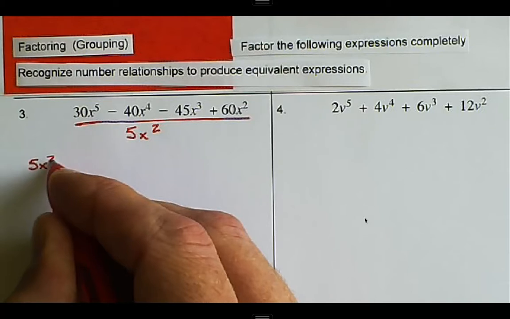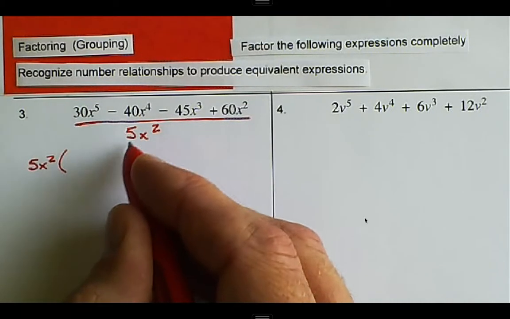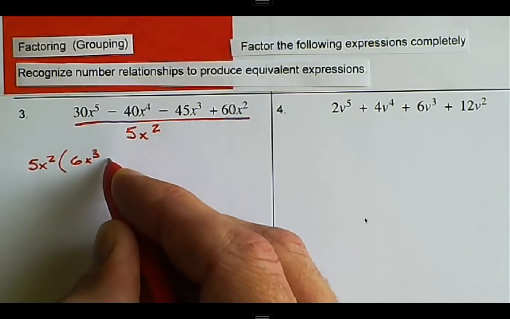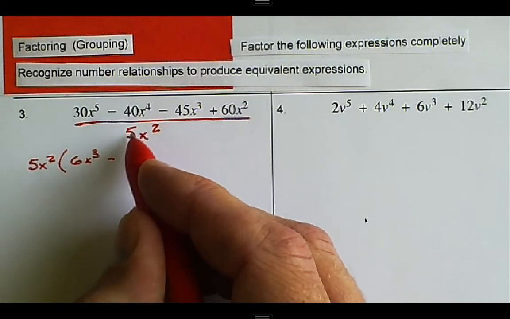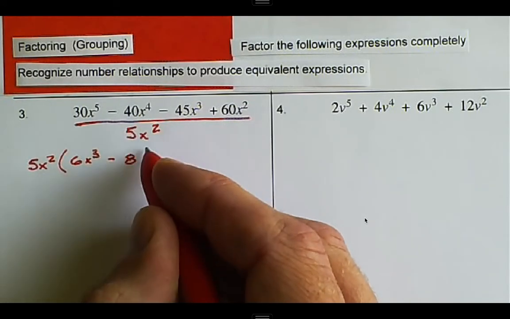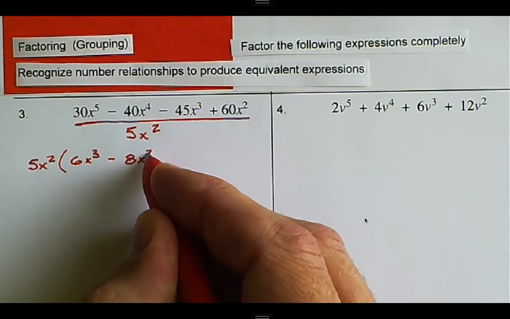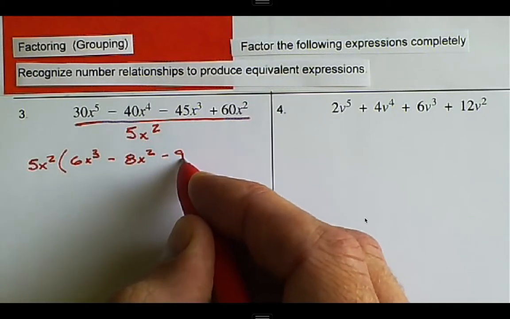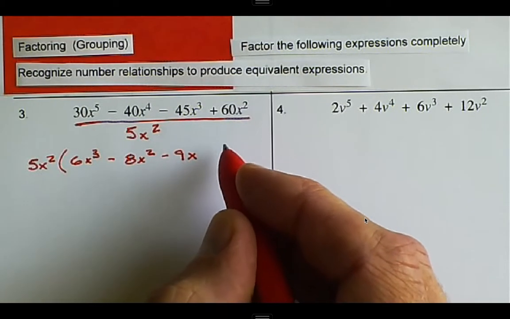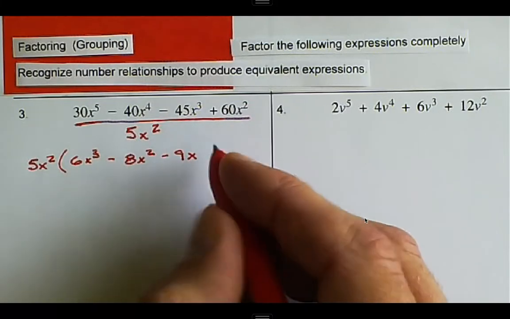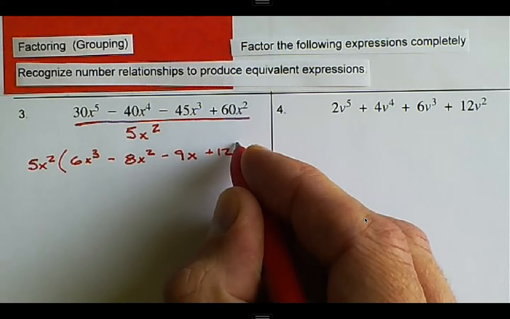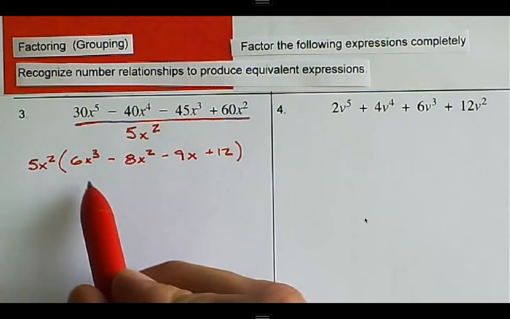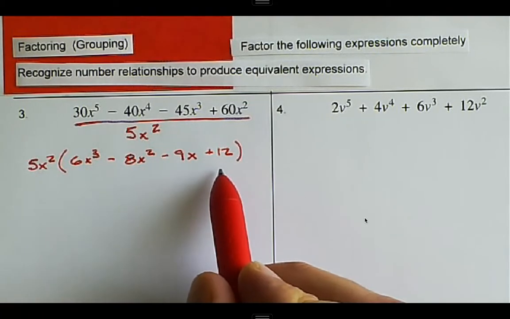So we have 5x squared here. 30 divided by 5 is 6. X to the 5th divided by x squared is x cubed. Minus 40 divided by 5 is 8. X to the 4th divided by x squared is x squared. Negative 45 divided by 5 is negative 9. And then we have 1x left over. And 60 divided by 5 is plus 12. And if we look, we can see that we have our new 4 terms.